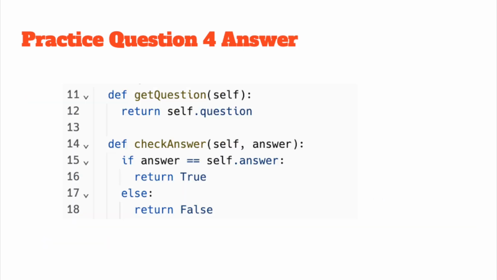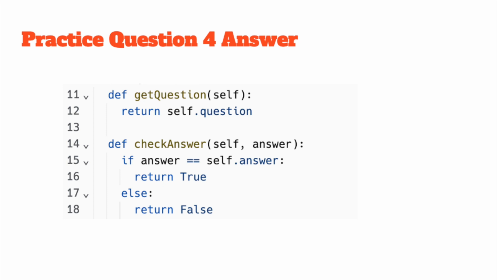Your getQuestion method will return the question back to the main program, and your checkAnswer would refer to self and take a new parameter called answer. And if answer was equal to self.answer, then it returns true, else false. So it's basically a comparison using an if statement, and it returns true or false back to the main program.